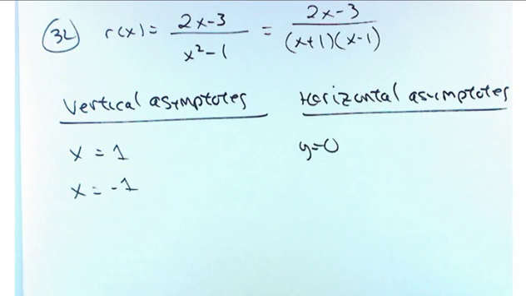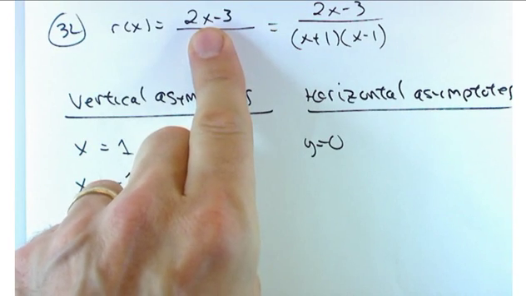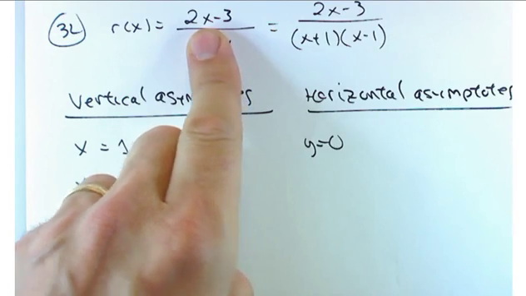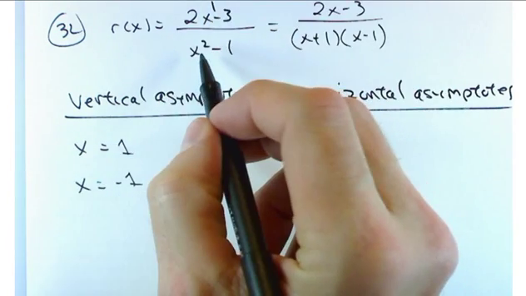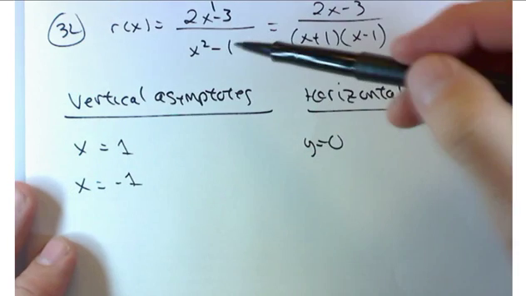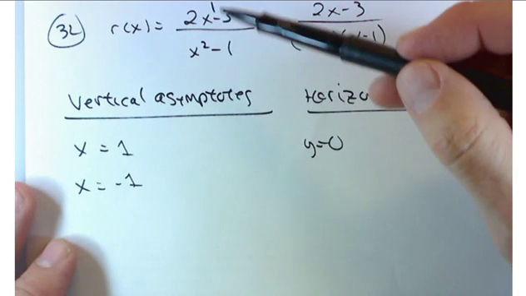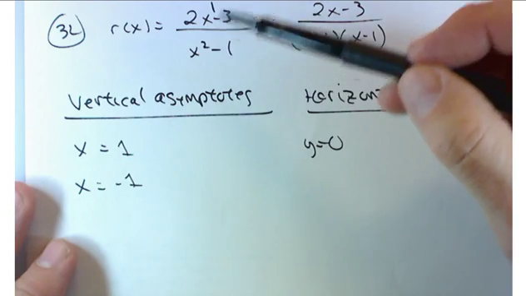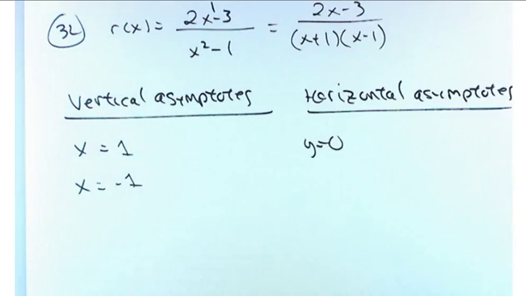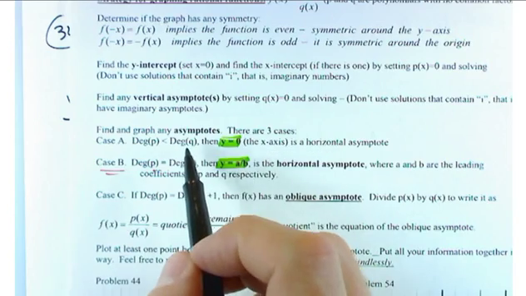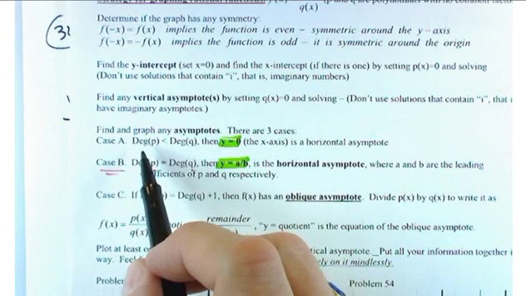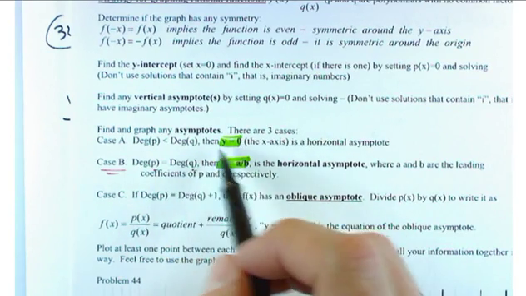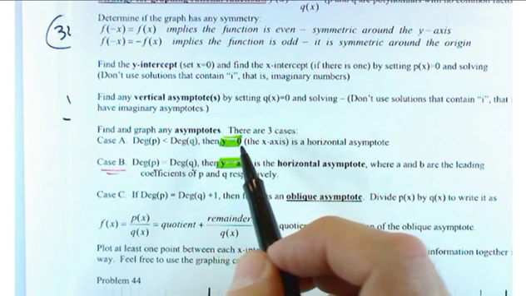Sure. Let's take a look at the degree in both the numerator and denominator. What exponent's understood to be up here? A 1. And down here is a 2. So the degree of the denominator is 2, the degree of the numerator is 1. Since the degree of the denominator is bigger than the degree of the numerator, then y equals 0 is your horizontal asymptote.